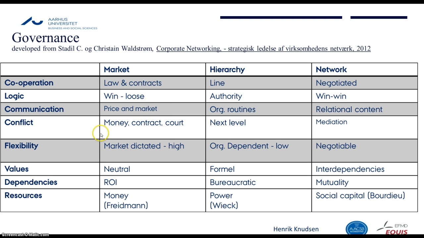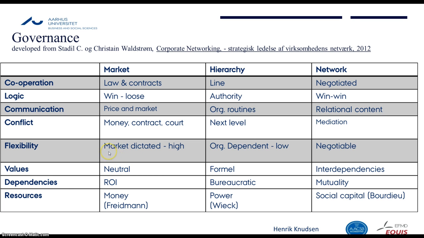Conflicts in the market are sorted by payment. They're sorted by looking at which contracts there are, which laws there are, and if you can agree on which laws there are, eventually there are the courts that can take into account who's right and who's wrong, so who's the winner and who's the loser.